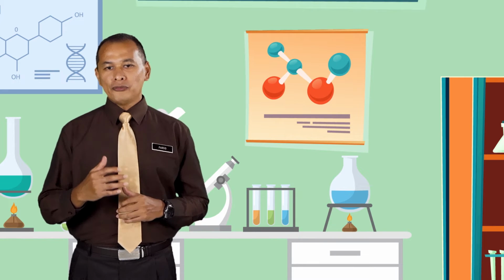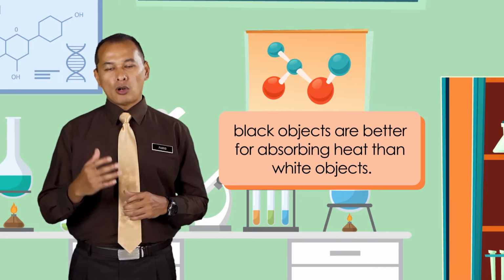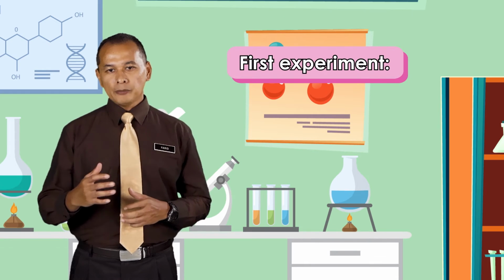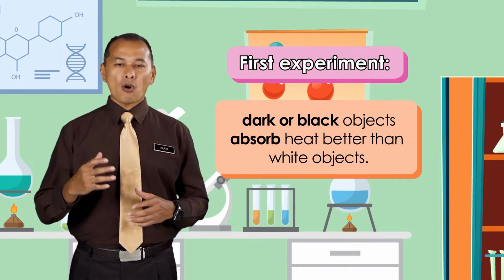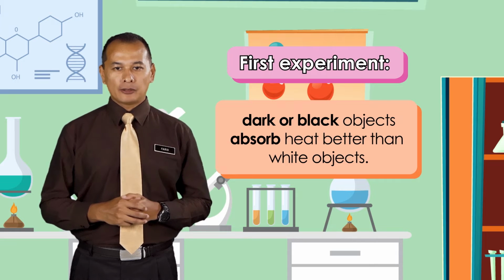These are examples of experiments in the science textbook page 216 to 218. It is to prove that black objects are better for absorbing heat than white objects. So, let's do the experiment. The first experiment is to prove that dark or black objects absorb heat better than white objects.